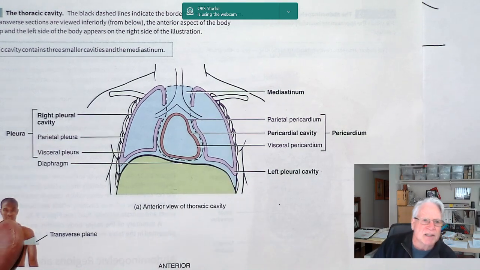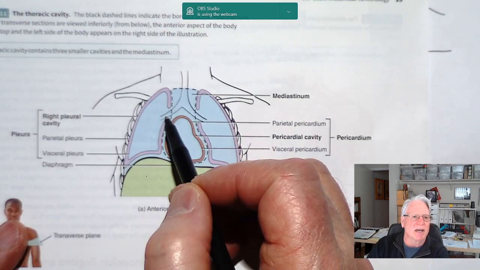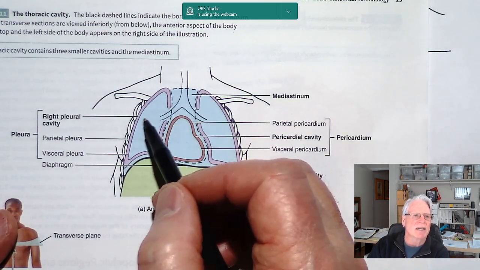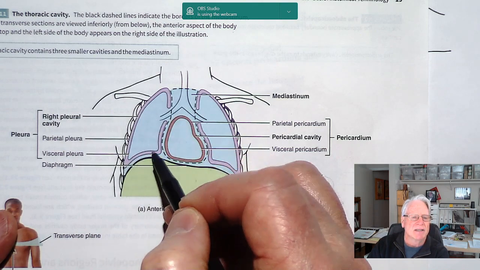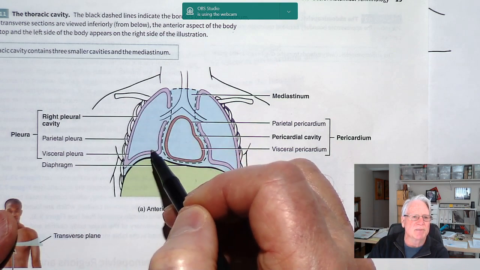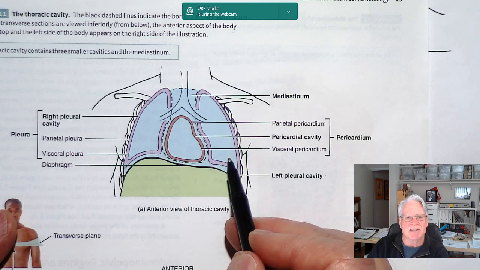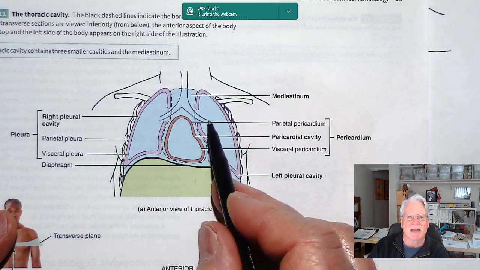So the space that the lungs occupy is the pleural cavity. So this would be the right pleural cavity right here. That's where the lungs occupy that space. And on the left side, the same thing. We have the left pleural cavity.